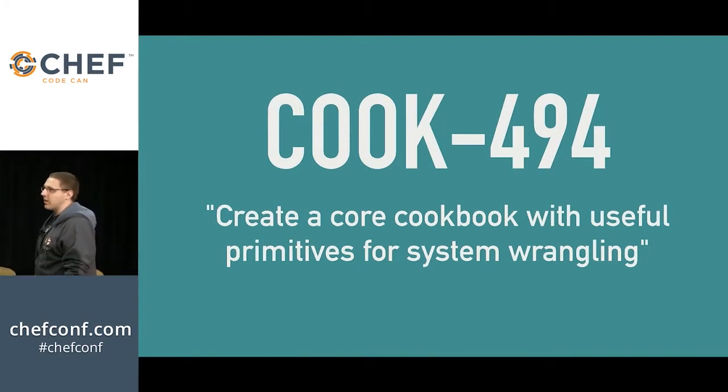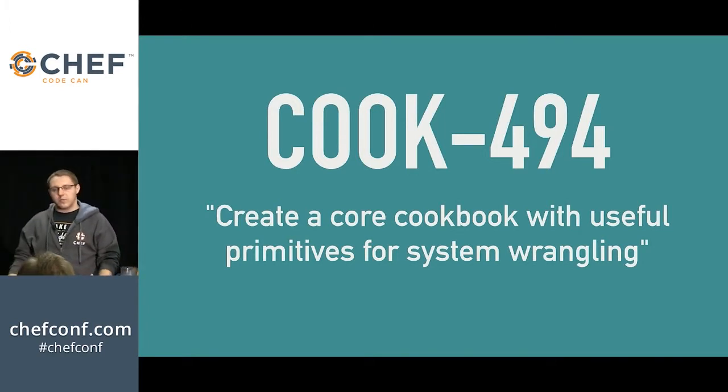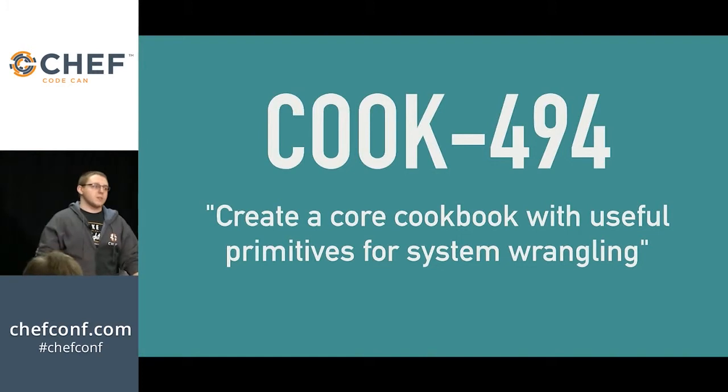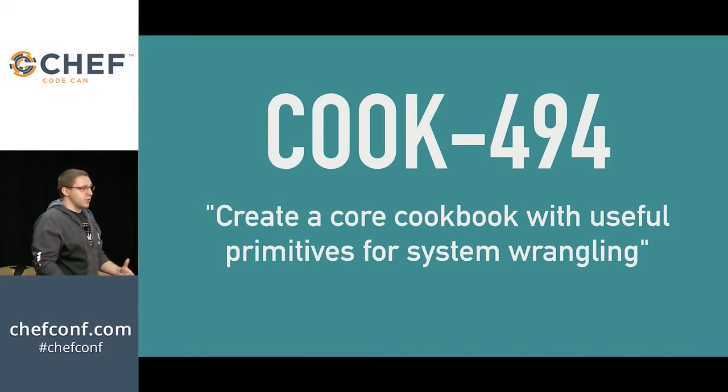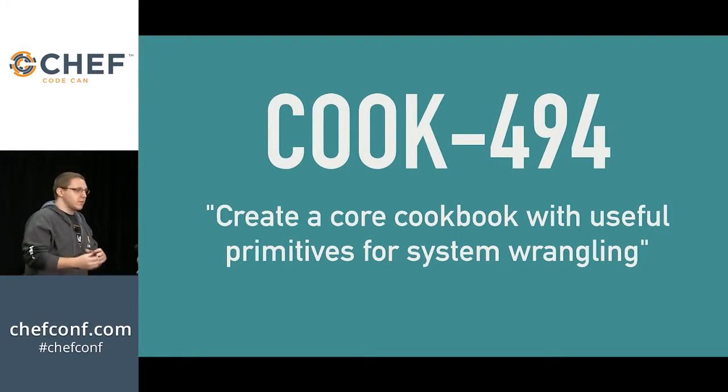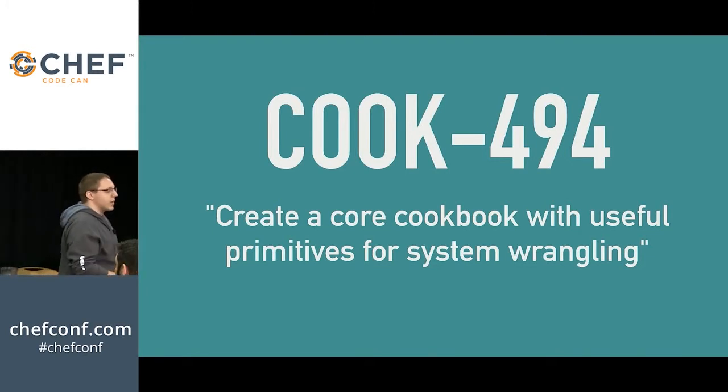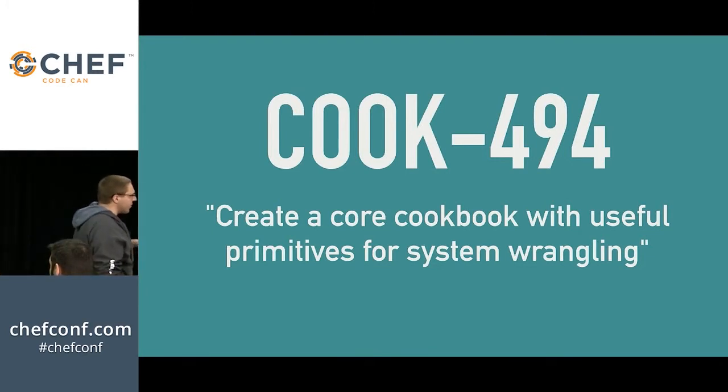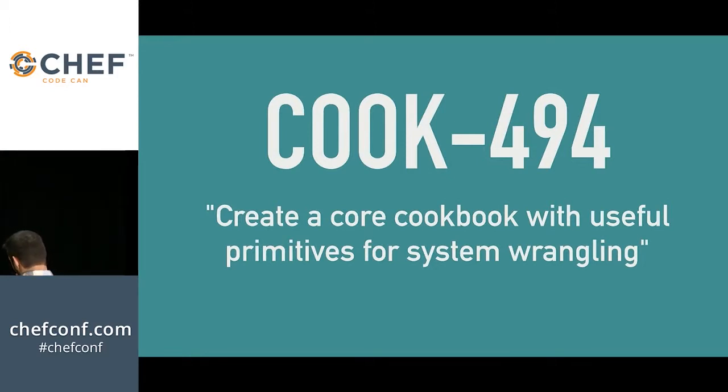primitives for system wrangling. For those of you that have been doing Chef for a while, you know that no matter how awesome Chef is, every operating system has quirks. They have little tweaks. They have little differences, and it can be annoying to try to deal with those. So very early on, I mean, Cook is up to almost 6,000 now, so this is a very, very old ticket. We knew, at Chef, that this was a thing that we wanted to do. For some context, I graduated high school the year that this Cook ticket was made.